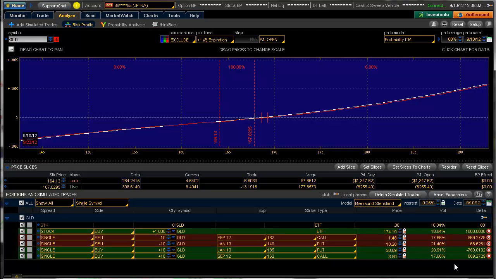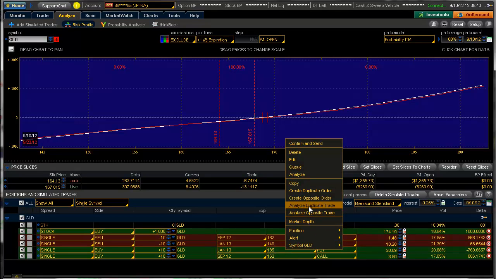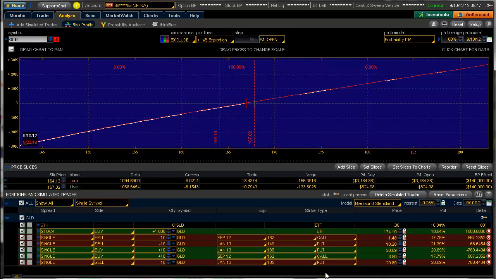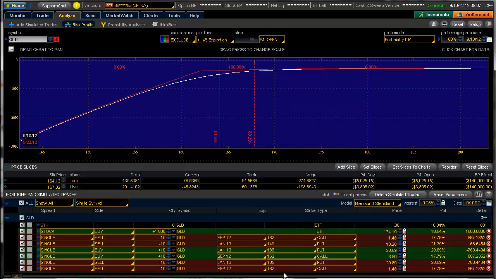My reasoning behind this was, let's turn this into an even more bullish trade than what this shows. So if we add to that, we need to sell this 185 put. So let's do analyze opposite trade. On that day, this would put him down about $3,000. But let's go ahead and sell an October call. So let's just analyze duplicate trade, and we'll change this to October.